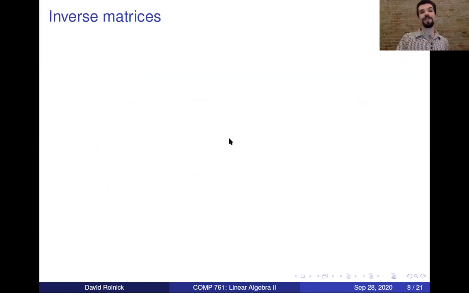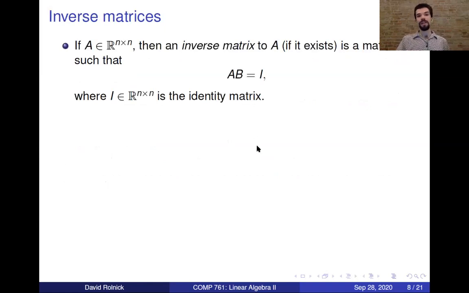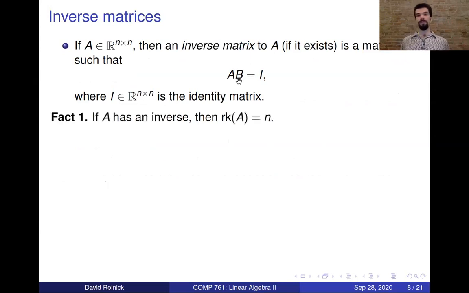Let's look at inverse matrices. If A is a square matrix, then an inverse matrix to A, if it exists, is a matrix B such that A times B is equal to the identity matrix. Let's take a look at some facts for inverse matrices and prove them. First, if A has an inverse, then the rank of A is equal to n. Why is this true?